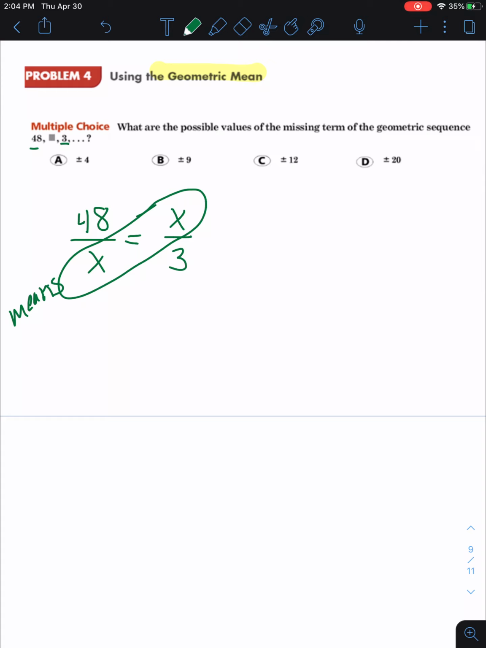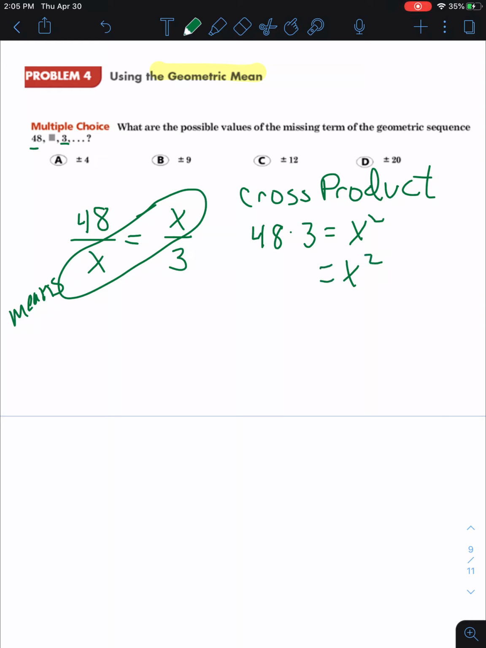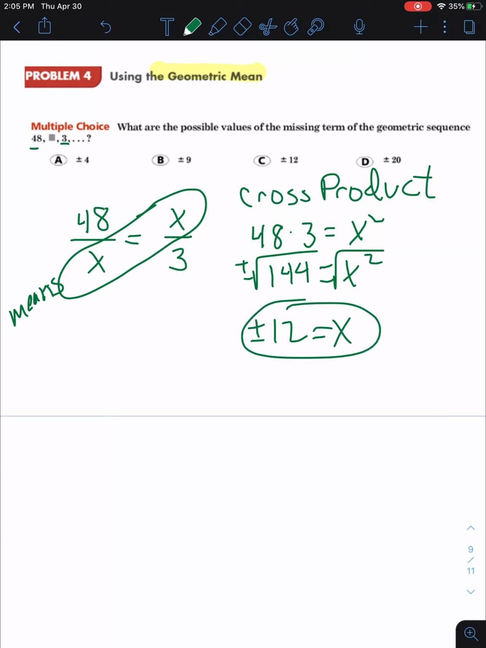So if we multiplied those, did a cross product here, wow, that did not come out good. Let's try again. Cross product, we would get 48 times 3 equals x squared, or x squared is 144, which would give me, if I take the square root, plus or minus, x is plus or minus 12. There is my possible values, plus or minus 12.